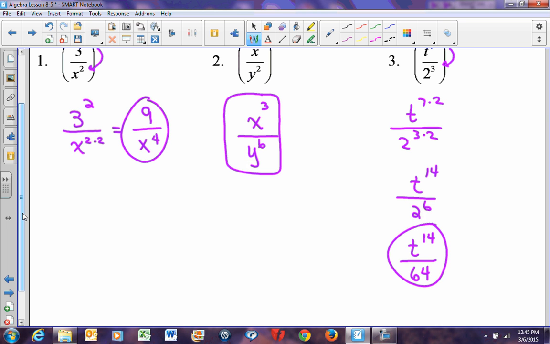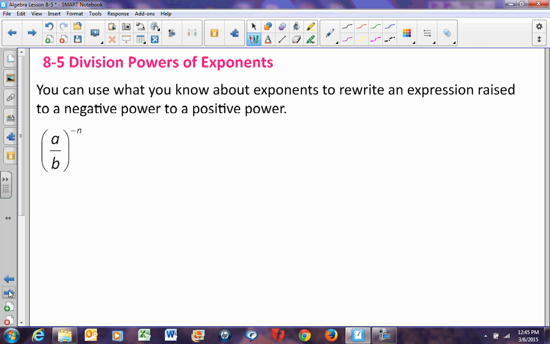Raising a quotient to a power is the same as raising the numerator and the denominator to a power. Now, let's look at this. This is just a little bit of a difference here.